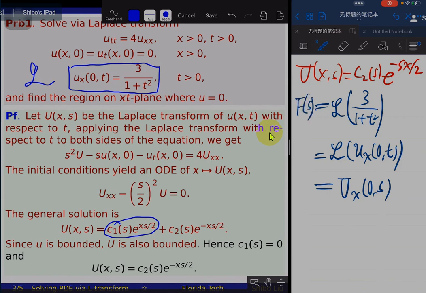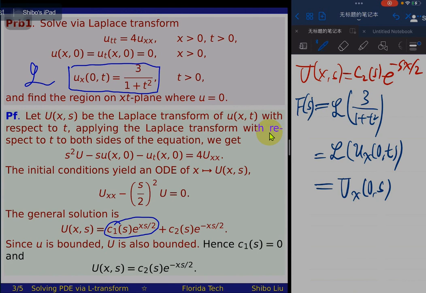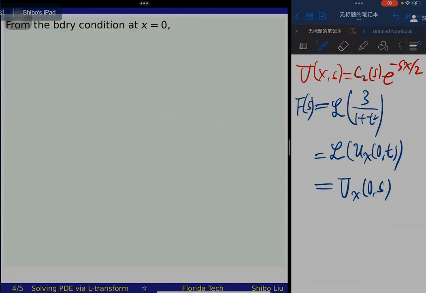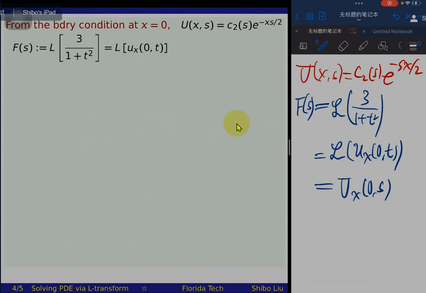So after applying Laplace transform to this boundary condition here, we obtain this capital F(s). As I explained previously, capital F(s) is precisely the Laplace transform of 3 over 1 plus t square, but this is just the Laplace transform of u(0,t), which is capital U(0,s).